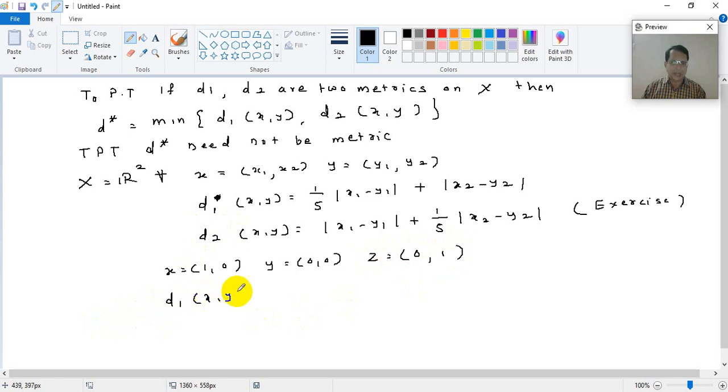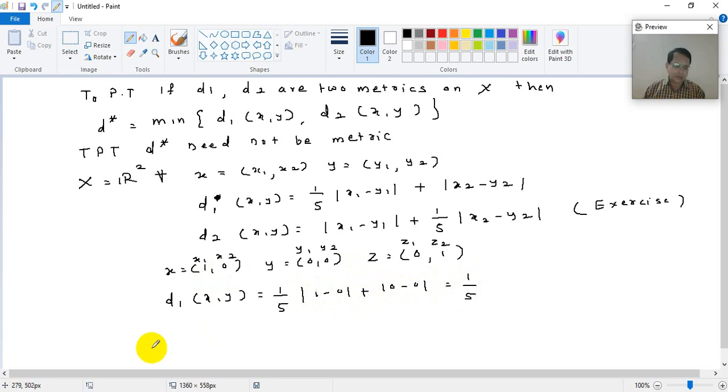d1 xy, if you calculate, it is 1 by 5. Look, what is the rule of d1? 1 by 5 mod of x1 minus y1. Now this is your x1 x2, correct? This is your y1 y2 and this is your z1 z2. Okay, now 1 by 5 mod of x1 minus y1, so 1 by 5 mod of 1 minus 0 plus mod of x2 minus y2, so plus mod of 0 minus 0. So this comes out to be 1 by 5.